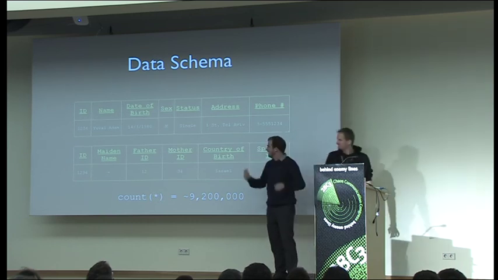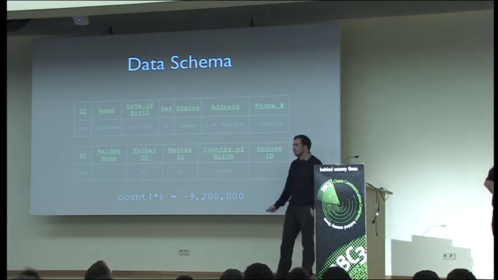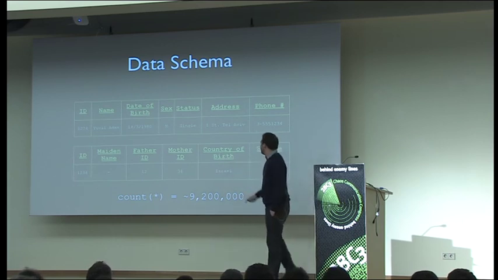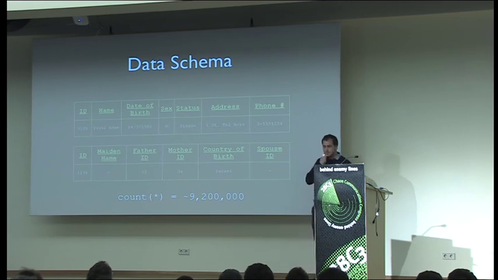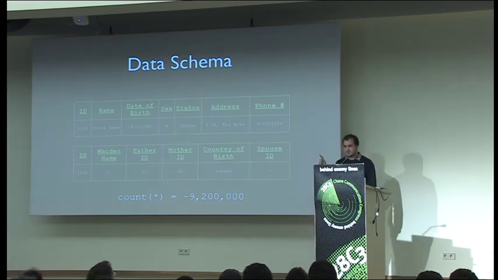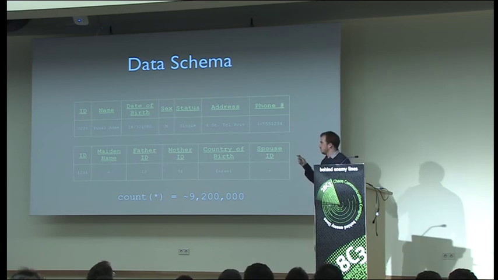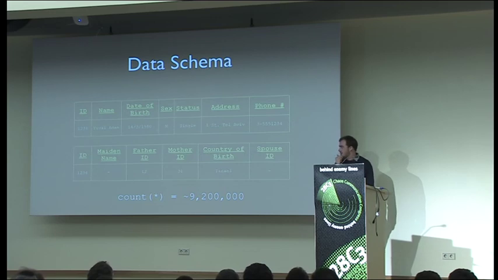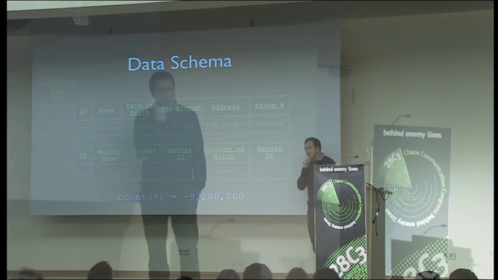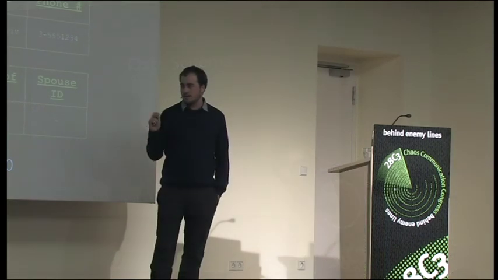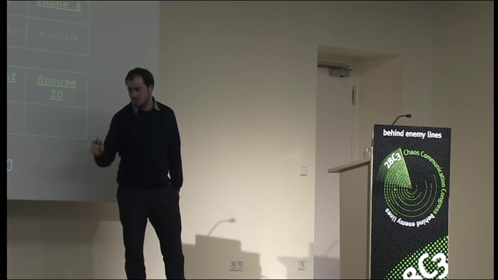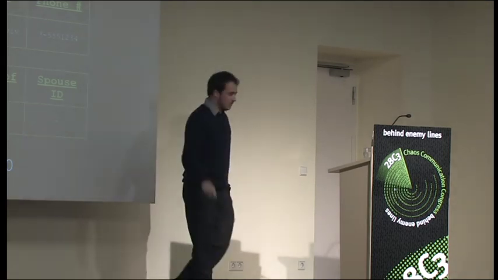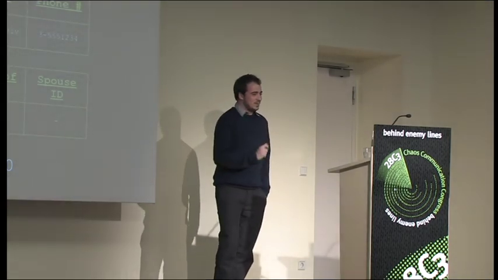So foreign keys that point to the person's parents, to his father and to his mother, and if that person is married, also a foreign key to his spouse. There are also some other fields and metadata which I won't talk about, not too interesting. The entire database holds approximately 9.2 million records. So as of 2006, that's equivalent to roughly 7 million citizens in Israel, and then 2.5 or 2.2 which are deceased or whatever. So that's the data schema.